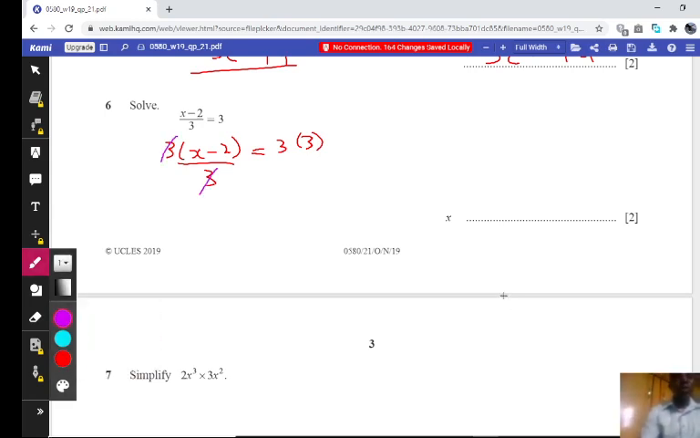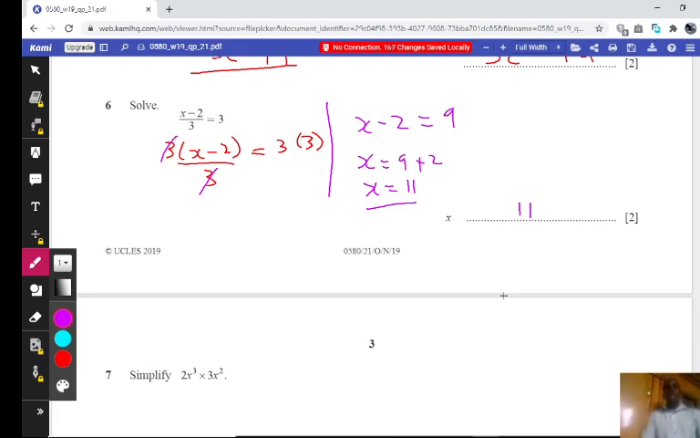So 3 and 3 will cancel out. Then x minus 2 will be left. Then 3 times 3 on this side will be 9. Then you collect like terms. 9 plus 2, x is equal to 11. So the final answer is 11.